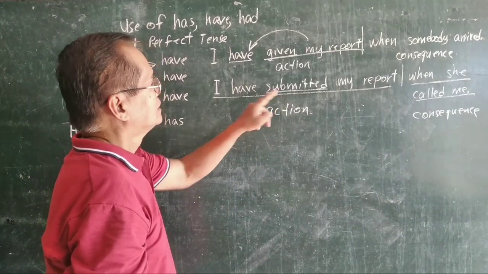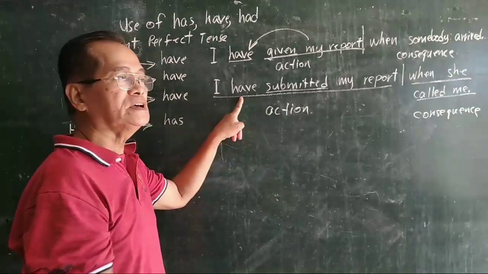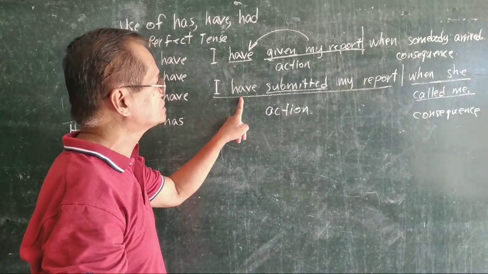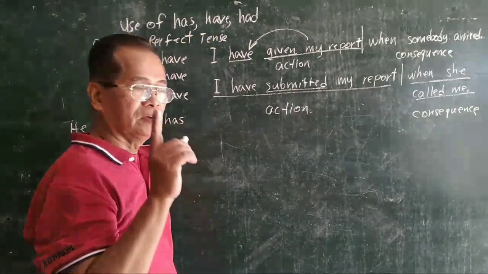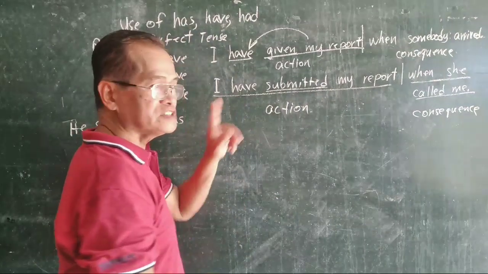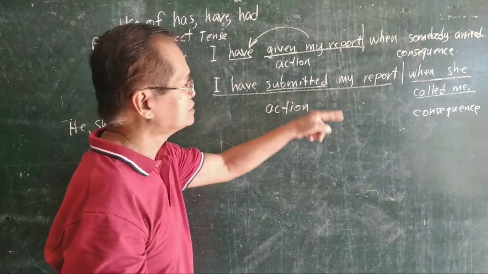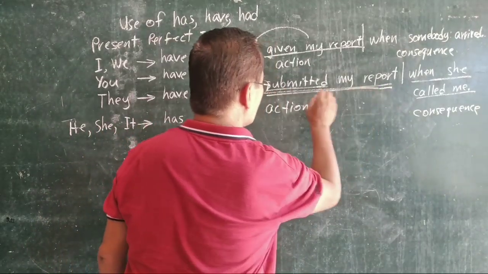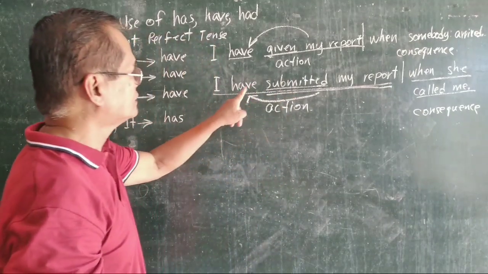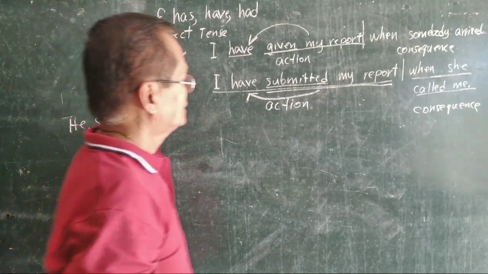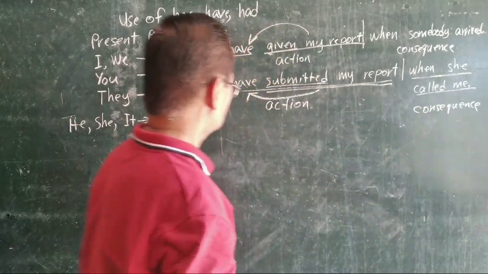Now, again, the verb have here is functioning as a transitive verb because it has an action. The action is submitted my report. How would we know that submitted my report is the object? It is the object because it answers the question what? I have what? The answer is submitted my report. So this part is our object, the object of the verb have. Okay. This is the action and this is the consequence in the subordinate clause.